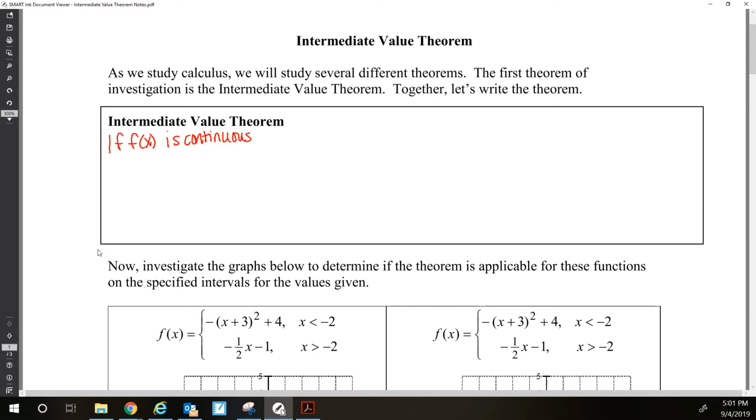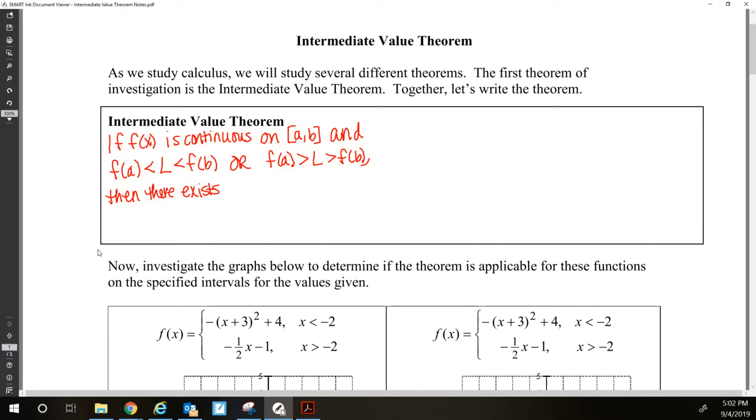if f of x is continuous on an interval AB, and f of A is less than L is less than f of B, or f of A is bigger than L is bigger than f of B, then there exists a value of C on the interval AB, this time not including A or B, such that f of C equals L.